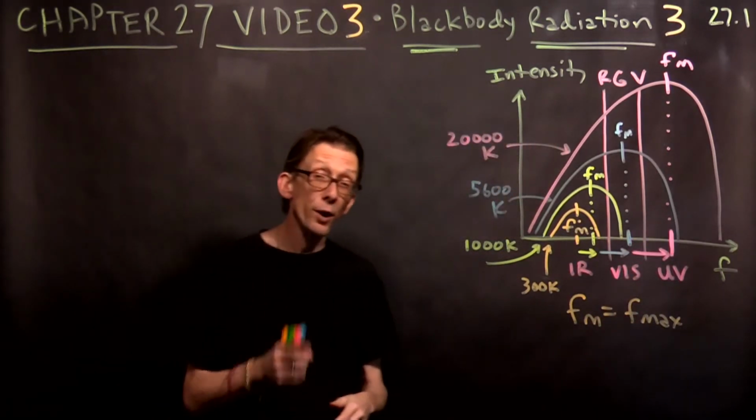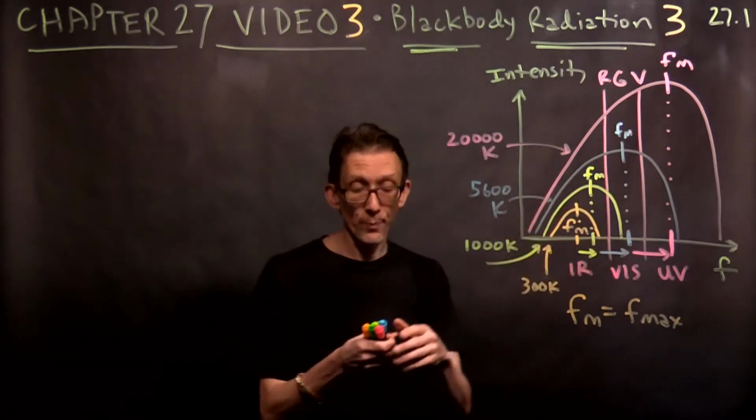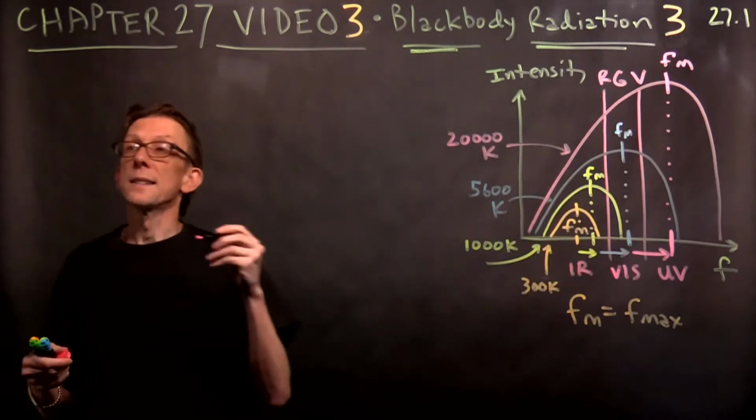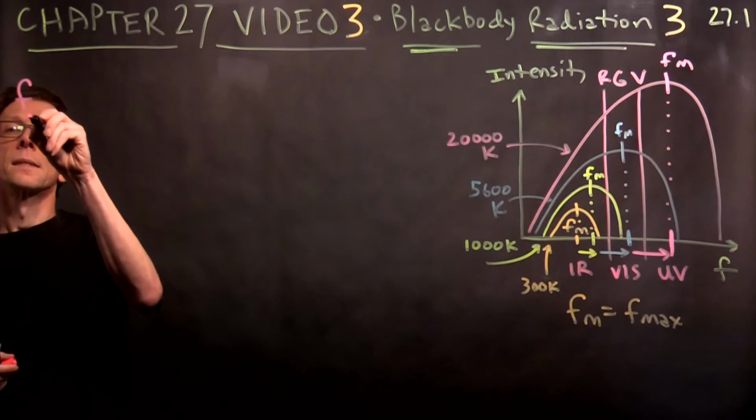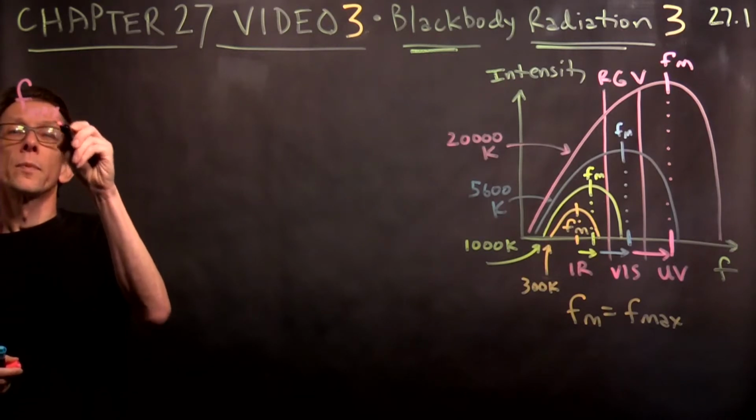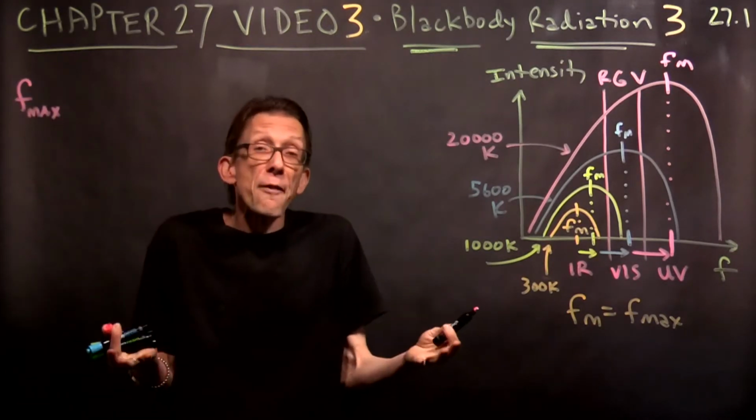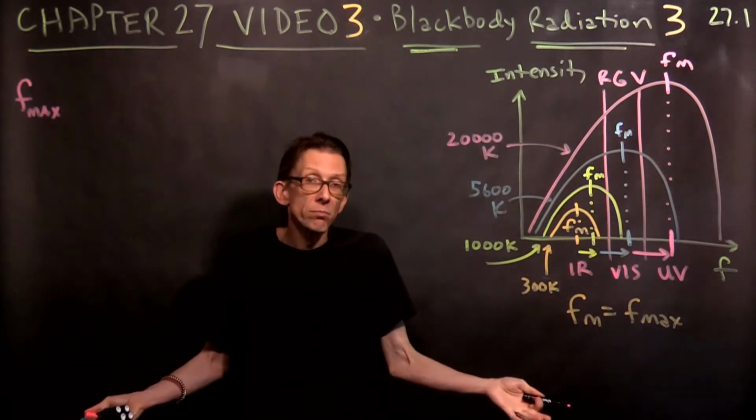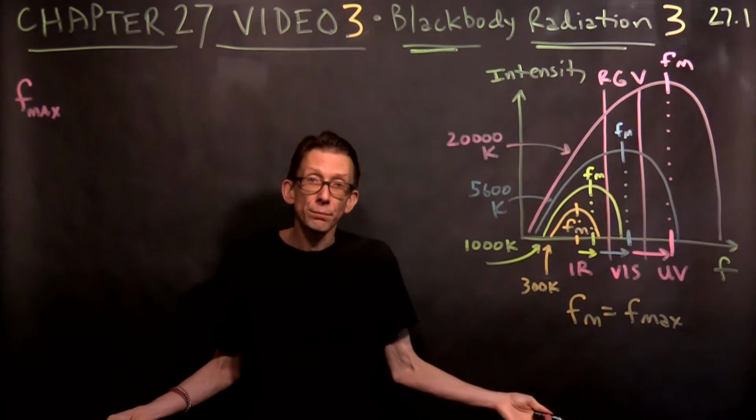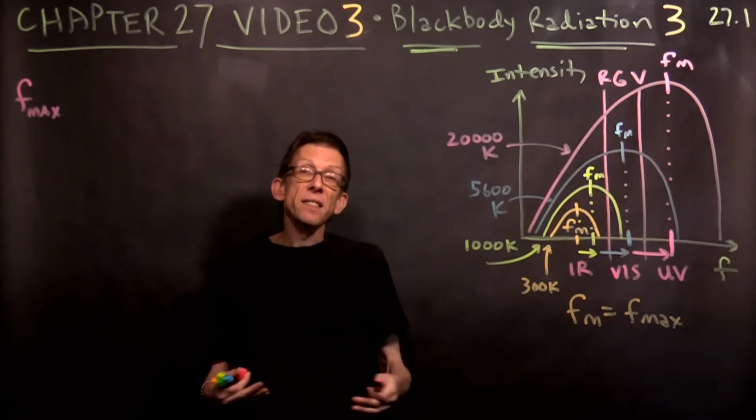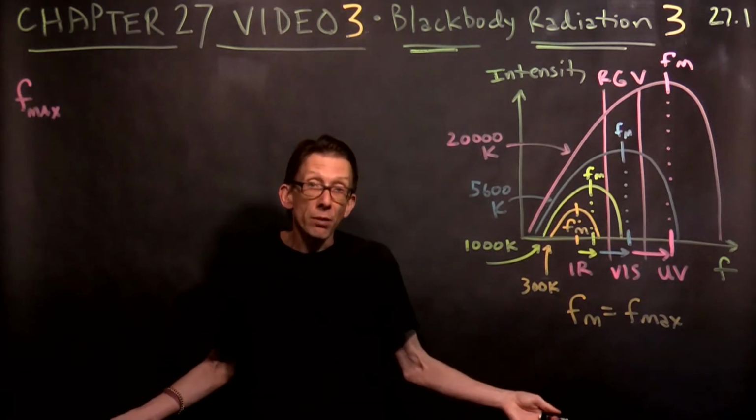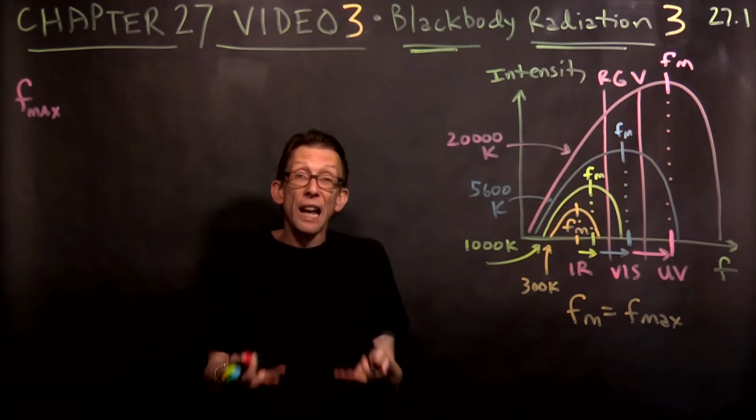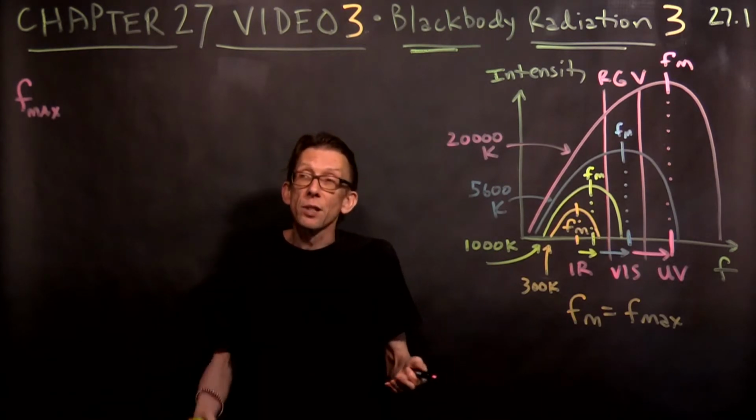The point here, and it's not obvious in the picture, is that f max tells you kind of the average frequency of the light. Think of it like an average, the simplest way to think about it. f max is kind of like the average frequency of the light emitted by the eye of the stove.